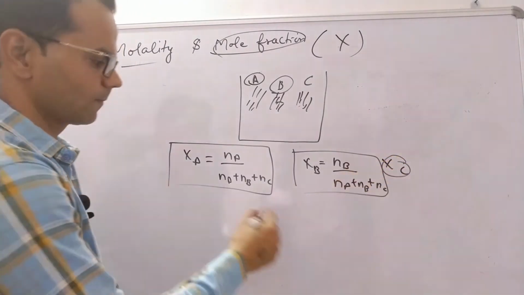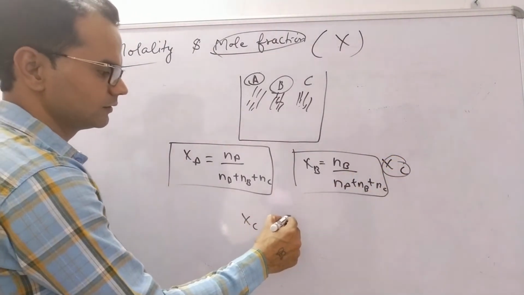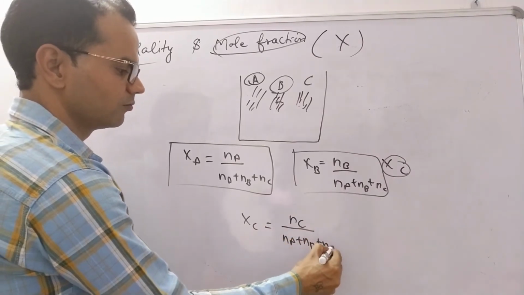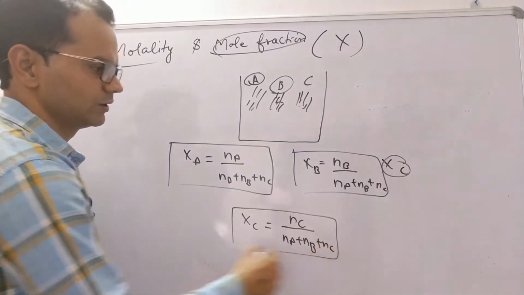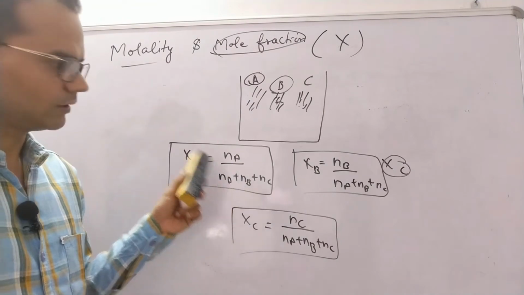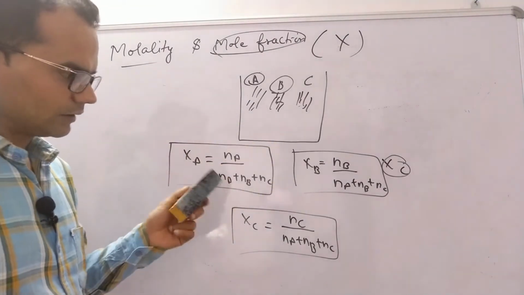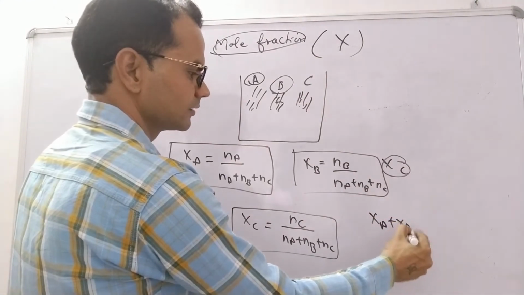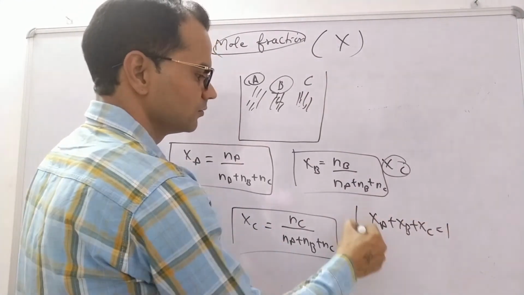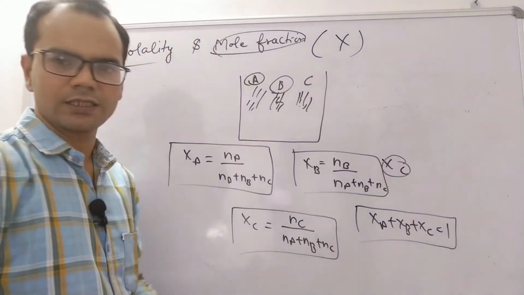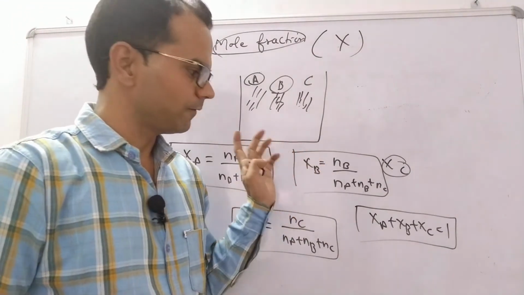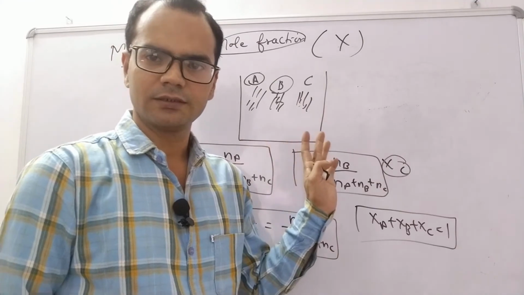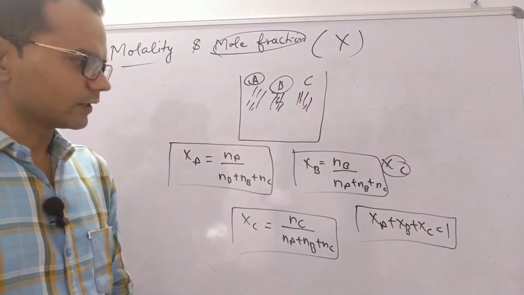Similarly, XC is the moles of C divided by the total moles of all components present in a solution. Easy. The sum of the mole fractions of all 3 components will be 1: XA plus XB plus XC equals 1. Mole fraction can't be greater than 1. Clear? This is a mole fraction.